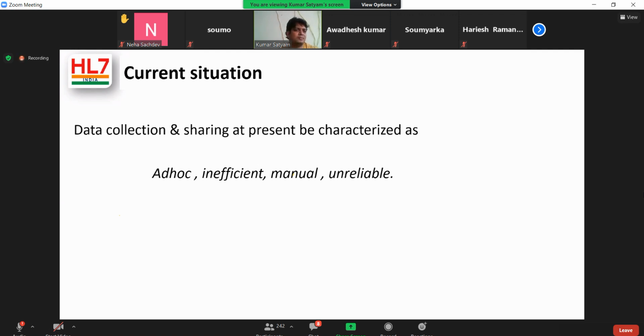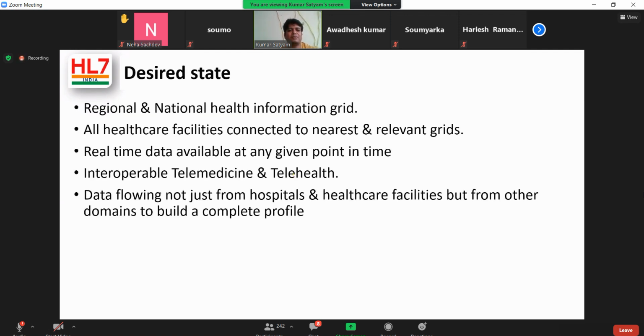So what's the solution? But before we go to the solution, let's have the desired state. And this is the desired state that I just wrote. This desired state can be a national information grid, things connecting to the nearest grid, real-time data available at any given point in time.